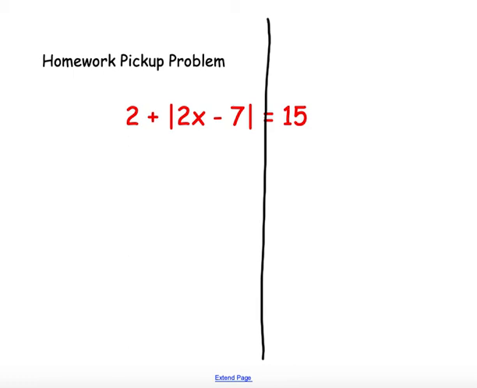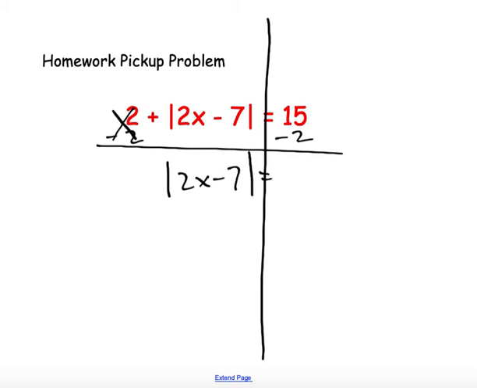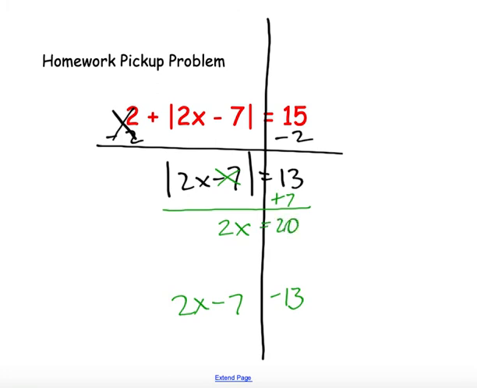Okay, here we go. Absolute value is not by itself yet, so I'm going to get it by itself. At this point, I'm going to set it up to my +13 and my -13. I'm going to add 7. 2x equals 20, divided by 2, so x equals 10. That is my first answer.